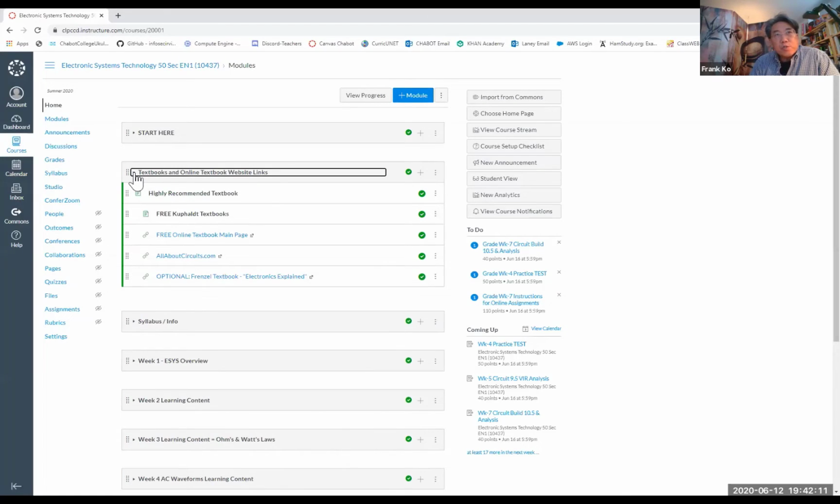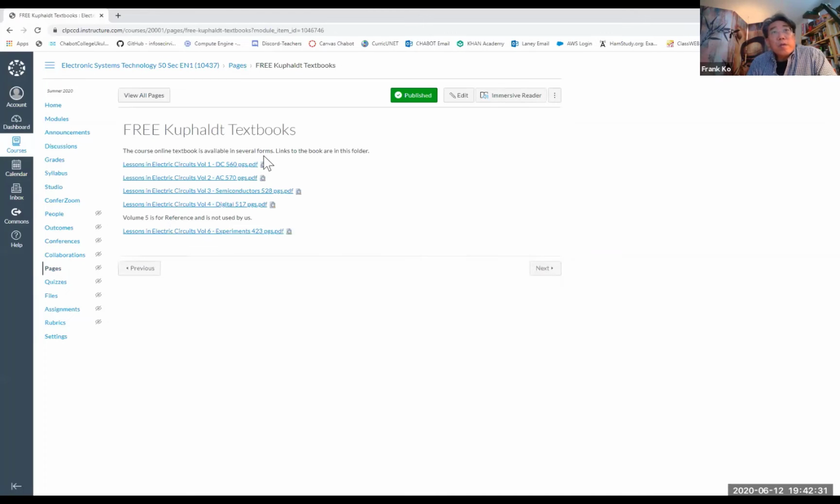In textbooks, we have some free textbooks, and then there are some that I highly, highly encourage students to acquire. So the free textbooks come to us from Chabot, and if I click on this, I can show you, these are the PDFs that you can download in our textbook page that will take you through pretty much the entire program, and these are completely free.